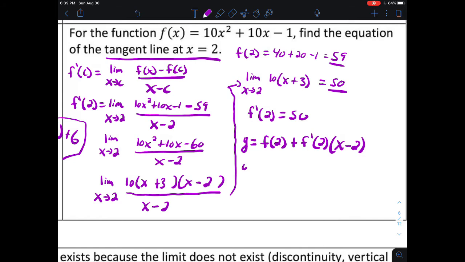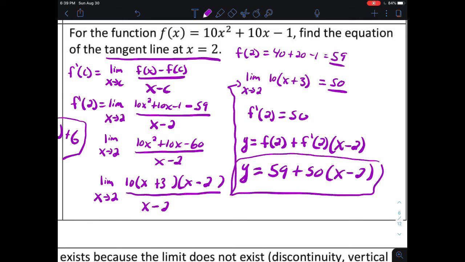And so all I got to do is put my values in. So y equals 59 plus 50 times x minus 2. And I'm going to leave it just like that.